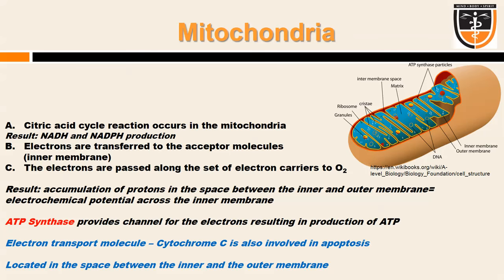So this is what they do. Inside the mitochondria, citric acid cycle reactions will occur, which will produce energy, will break down food, it will digest food. So the citric acid cycle will take place inside the mitochondria, inside the matrix. It will produce NADH and NADPH, nicotinamide adenine dinucleotide.